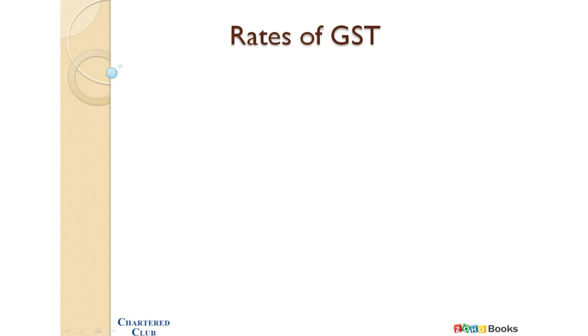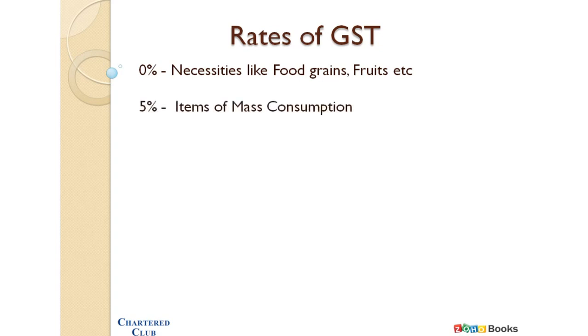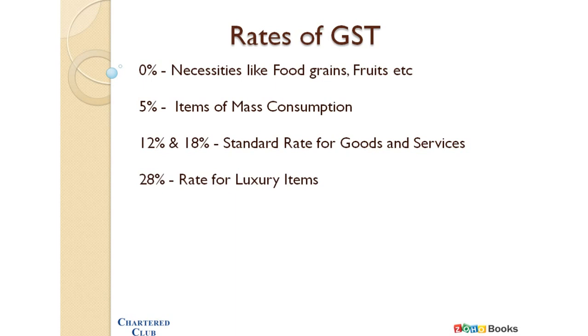Now, let's talk about the rates of GST. The rates of GST have been defined by the government that these would be the rates. However, which rate would be applicable to which item, that exactly has not been specified. So the rates are 0% for necessities like food grains, fruits. On these there would be no GST. Then there would be a rate of 5% for items of mass consumption. Then there would be a tax of 12% and 18%, which would be the standard rate for goods and services. Then there would be a tax of 28% for luxury items.